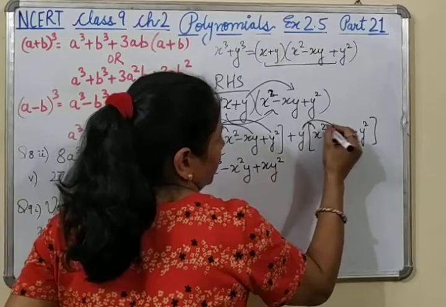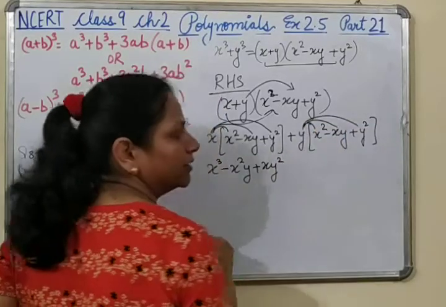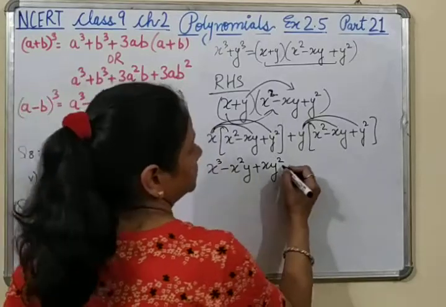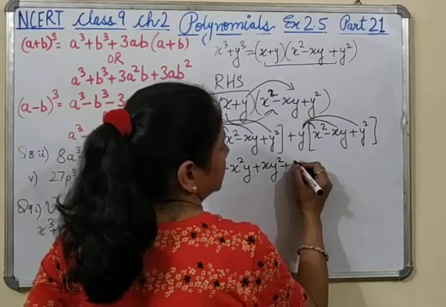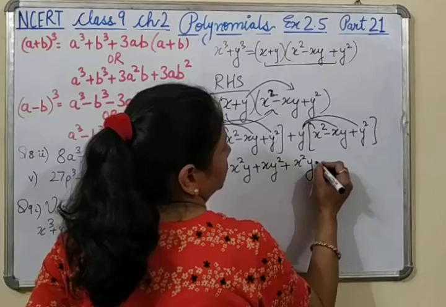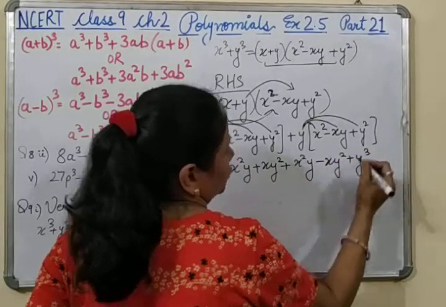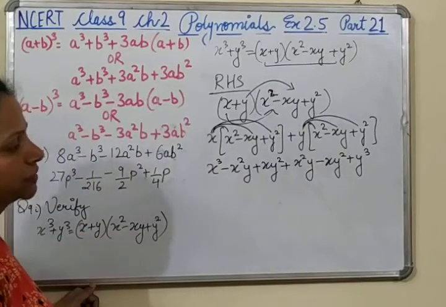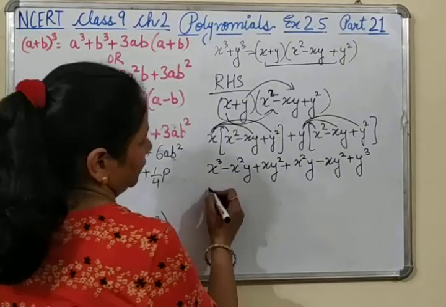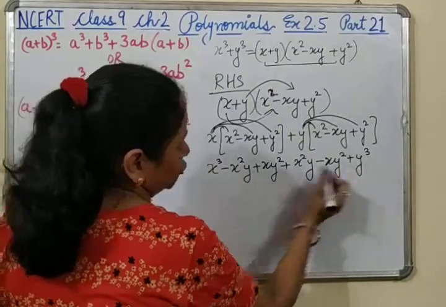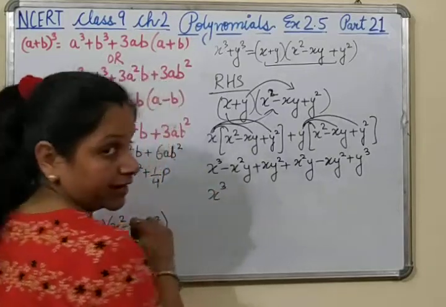Then again y also to be multiplied by all the numbers inside the bracket. This becomes x square y, this becomes minus xy square, and it becomes y cube. Now when we look at the expression carefully, we see x cube. Is there any other x cube? No. So we just write x cube.